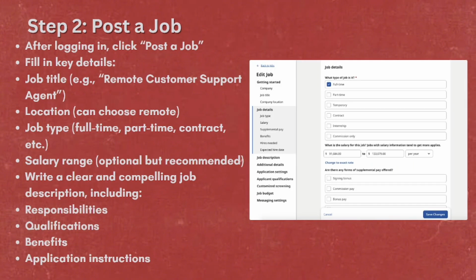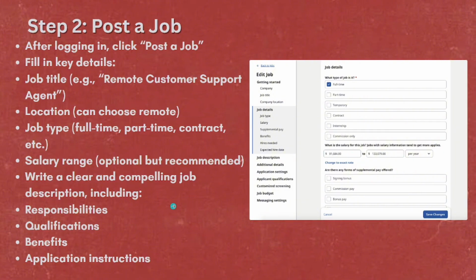So after logging in, click on post a job, just like what I've shown you earlier. Then fill in the key details like this one, like the remote customer support agent, the location, you can choose remote, job type, full-time, part-time, contract, just like this one. And salary range, this one.